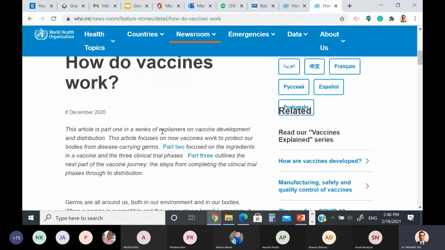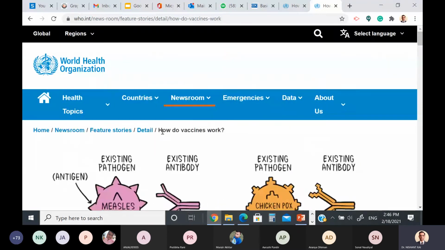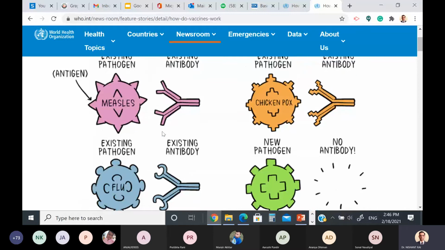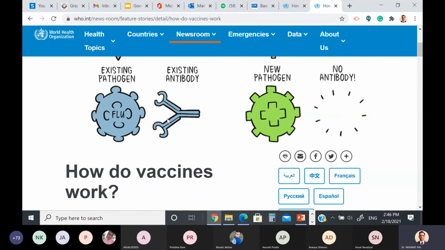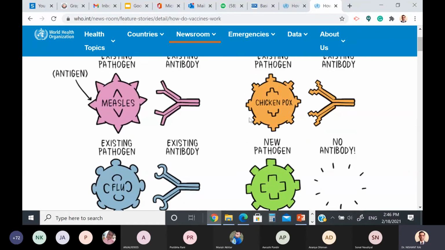So this is showing a very beautiful diagram. Here it is showing the existing pathogen, existing antibody, because the body knows this organism and this antigen is recognized by our body defense mechanism, B cells or T cells. Likewise, for flu, we have an antibody. For example, for chickenpox, we have antibody.